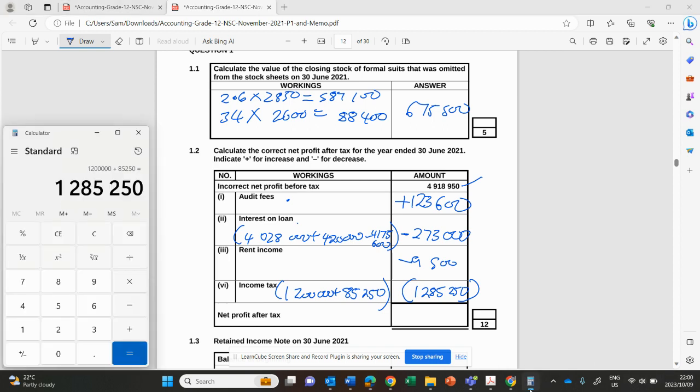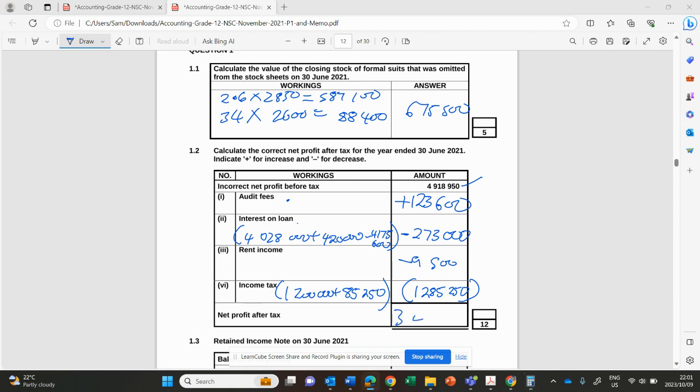Income tax you subtract. Now you will get the net profit after tax. So you'll say 4,918,950, you add 123,600, then you subtract 273,000, then you subtract 9,500, then you subtract 1,285,250. Then the net profit is 3,474,800.